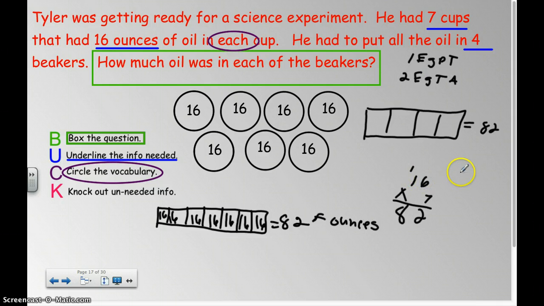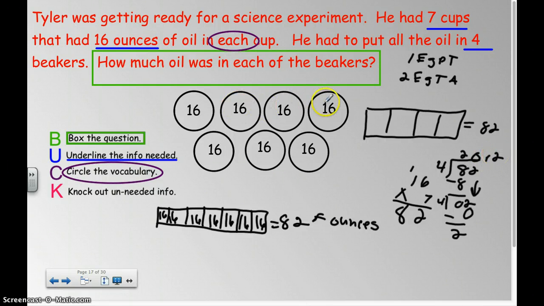So I'm going to do 82, and I'm going to divide that by 4. So 4 goes into 82, 2 times. 4 times 2 is 8, subtract, bring down my 2, that does not work. So I'm going to say 0 times, 4 times 0 is 0, sorry, 2. So I have a 20 with a remainder of 2.